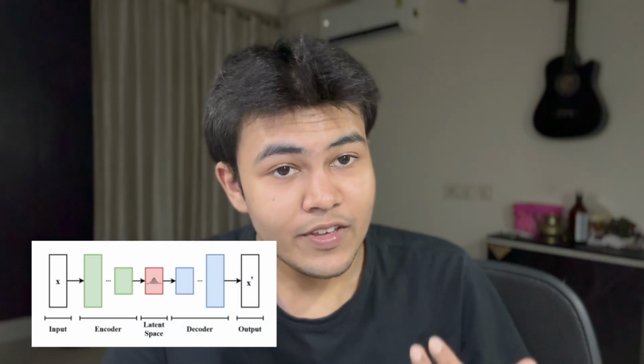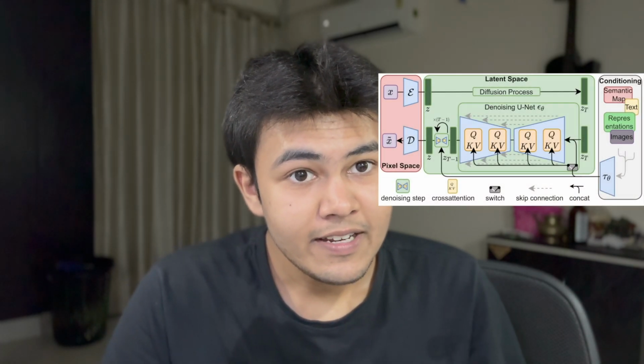Hey guys, in this video we are going to learn how to implement a VAE and train a VAE model. VAE is the variational autoencoder, which has had a huge impact on image generation models like Stable Diffusion and DALL-E. So let's first take a look at how VAE works, and then we'll implement it and train it.